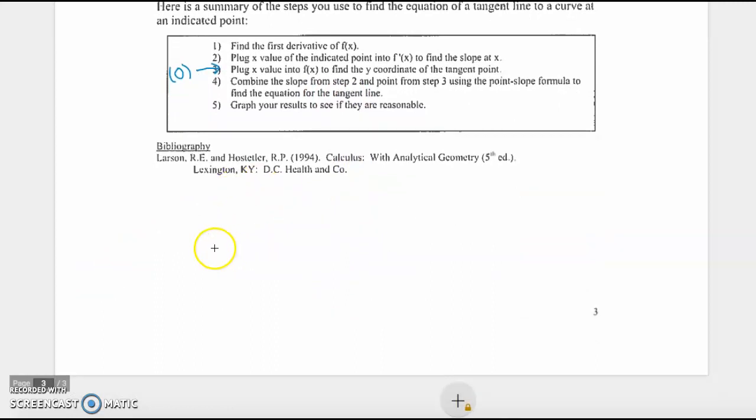The last thing I do want to talk about, though, is something that doesn't pop up super often in the AP test, but I want you to be aware of it. Sometimes the test will ask you for the equation of the normal line.